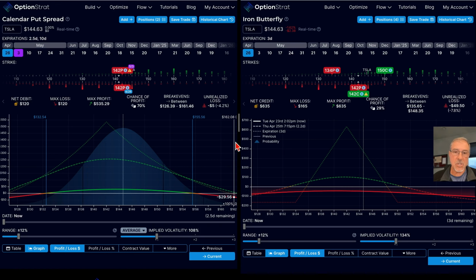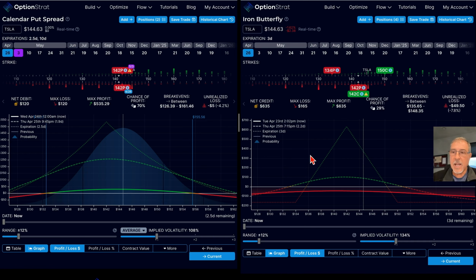And if you didn't see the start of this, go back to the prior video. I'll put the link in the description below to where you can see what the concept was here on this Tesla earnings trade. So the goal here was to put on two different trades over earnings, one being a calendar spread, the other being a butterfly spread.